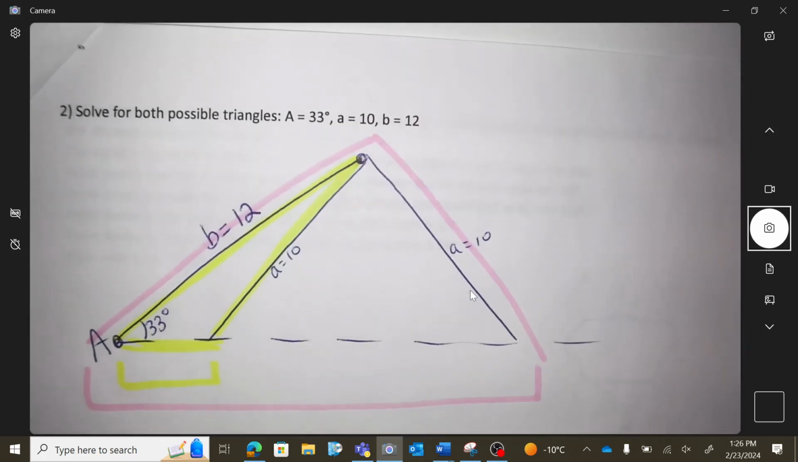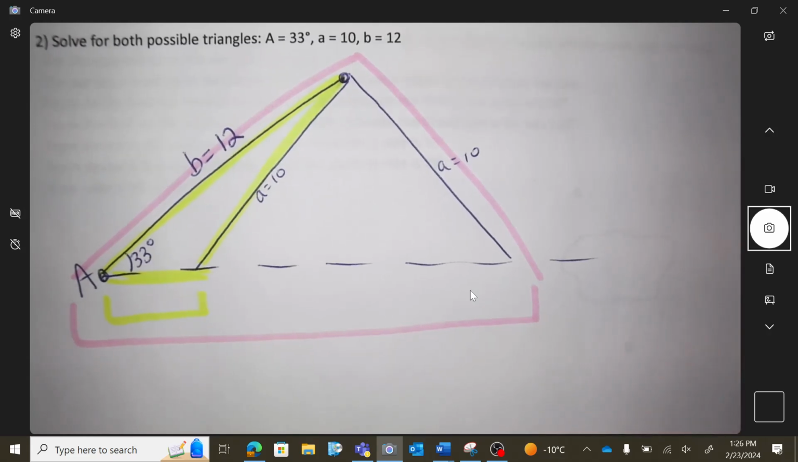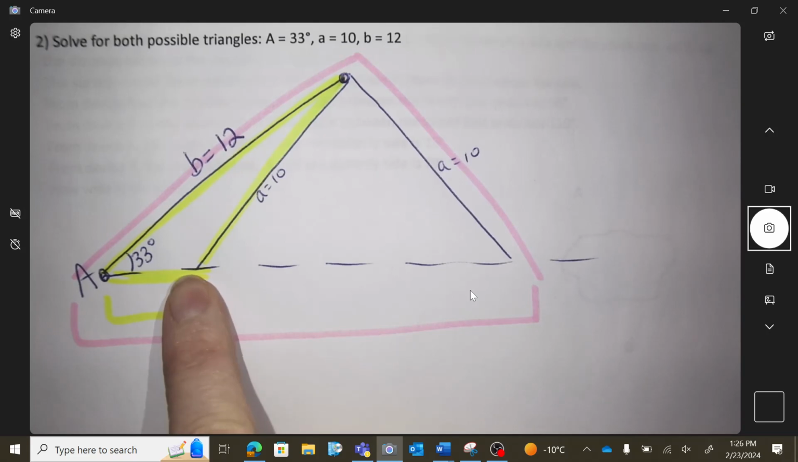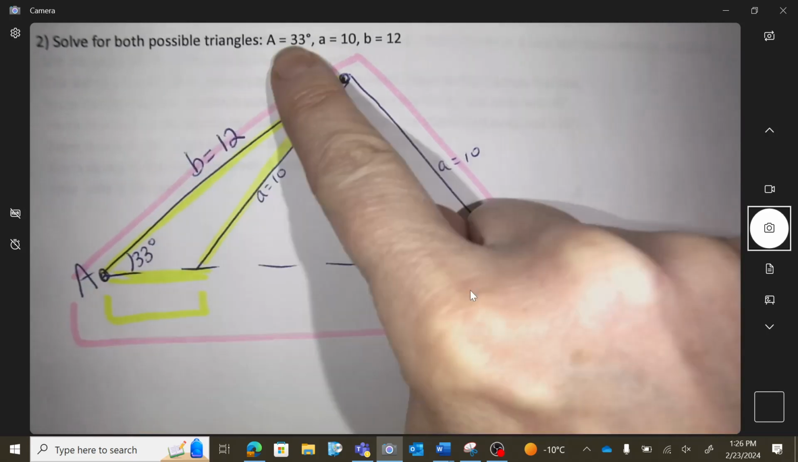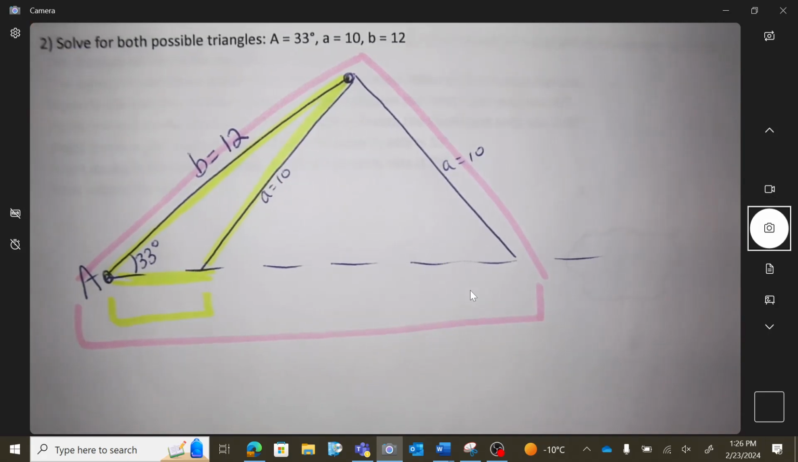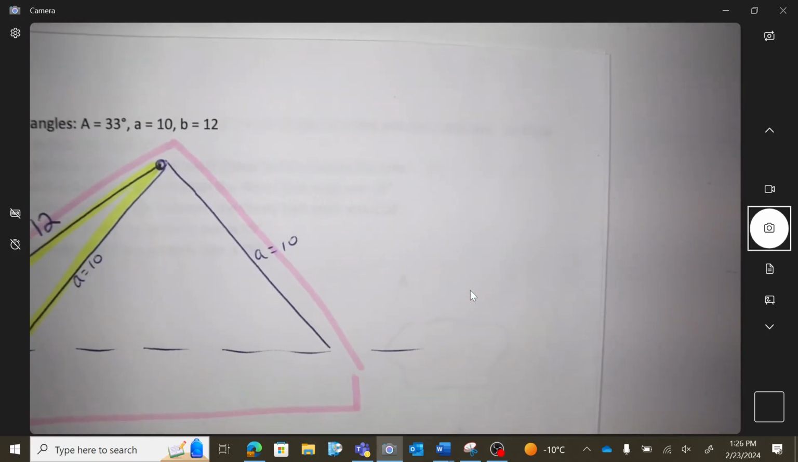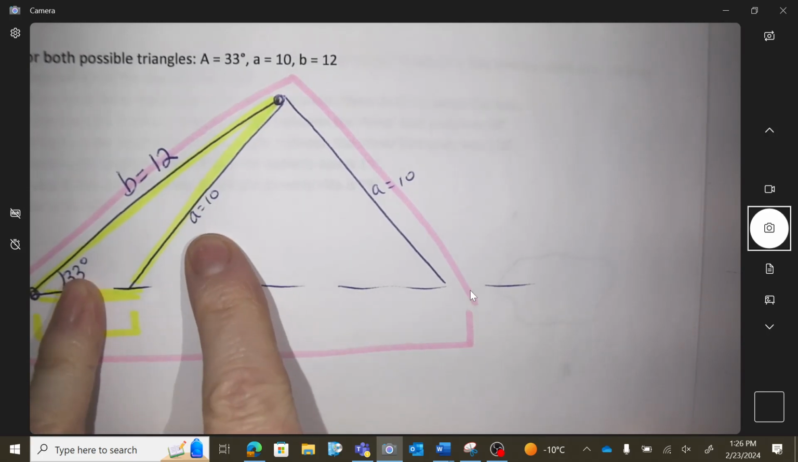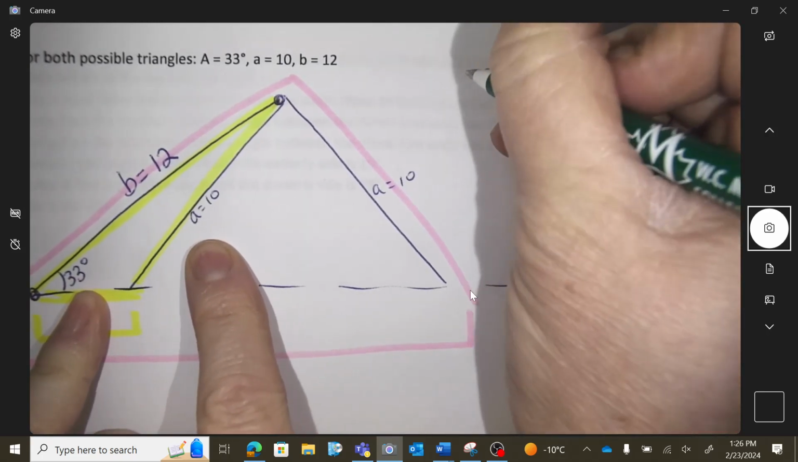So here's the goal. My goal is to say for this yellow triangle we have 12, 10, and what? And then in the pink triangle, 12, 10, and what? That's the goal. Okay, so this is how we start. A pair. So I'm going to go 10 and 33. That's a pair.